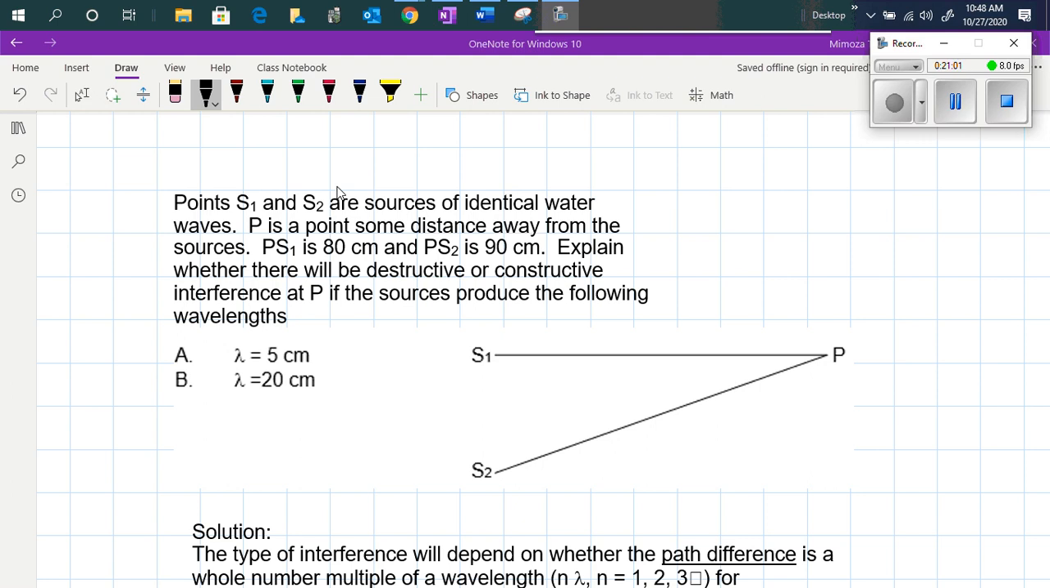So points S1 and S2 are sources of two identical waves. You can say two identical waves or not, it doesn't really matter. The constructive and destructive interference happens even when they are not two identical waves. But when they are two identical waves, in the constructive interference we see an amplitude that is double, and in a destructive interference the two amplitudes cancel out and there is no wave after the two waves have met.